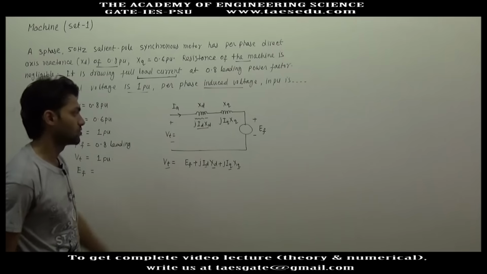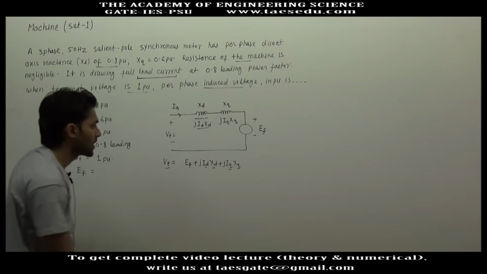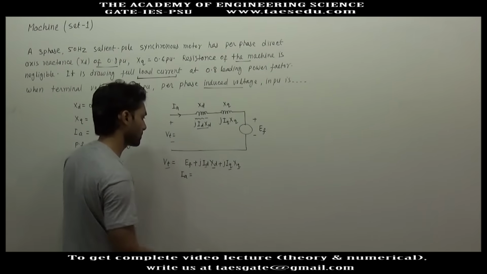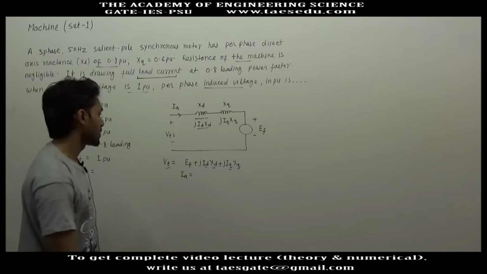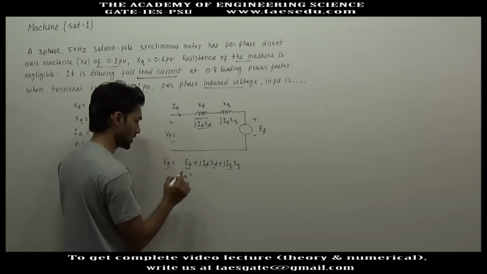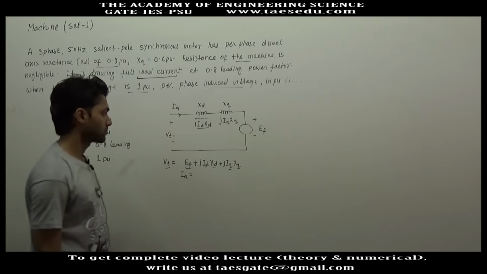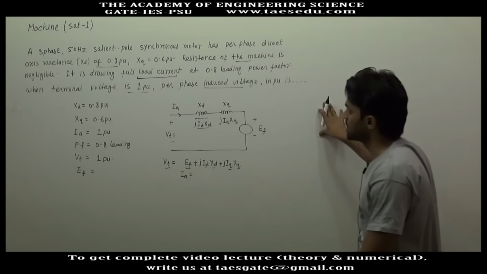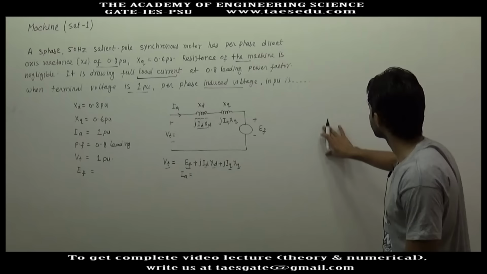Vt is given, Id is not given, Iq is not given, Xd is given and Xq is given. So we have three unknowns in this equation. Instead of Id and Iq, we have Ia. So we cannot simply find out the value of EF with this equation. So to find out, now let us draw the phasor diagram of salient type synchronous motor.